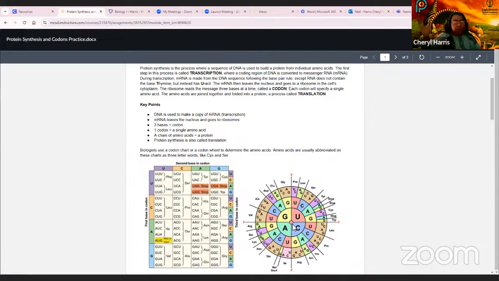So instead of there being 3 sides, there are 3 circles. And you move from the inner circle to the outer circle. And then your outer spokes will always tell you which amino acids you're going to retrieve. Okay? All right.